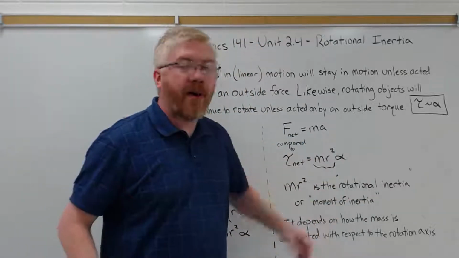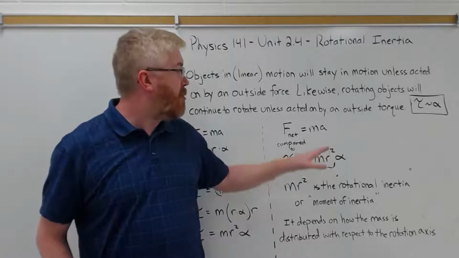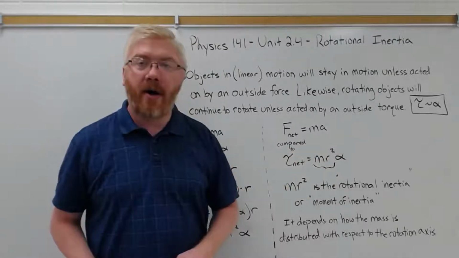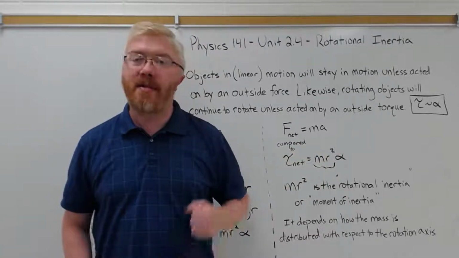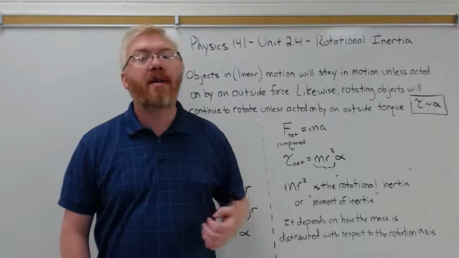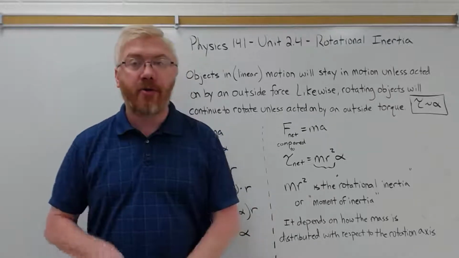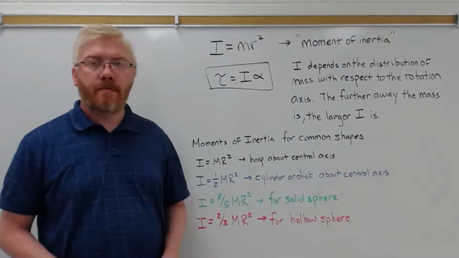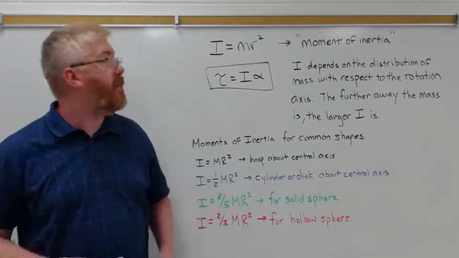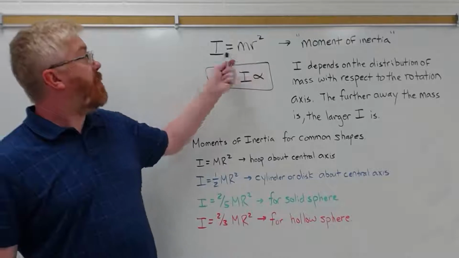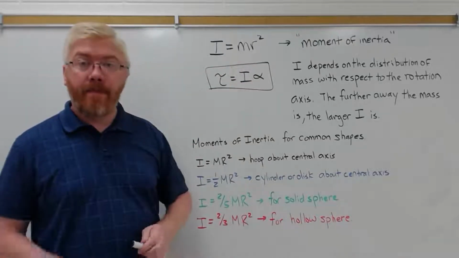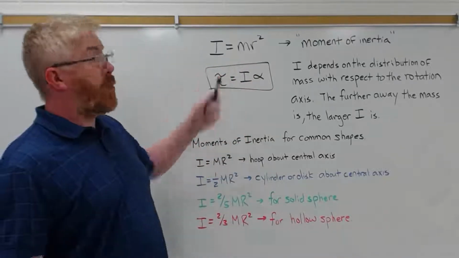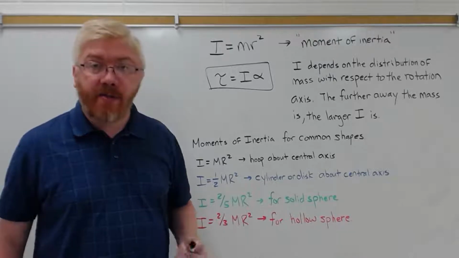So we'll look further at this moment of inertia, and now because we've defined moment of inertia, that's the rotational equivalent to mass, we can then look at the dynamics equations for rotational motion. So the moment of inertia is represented by the letter capital I. So capital I is the rotational equivalent of mass, right?